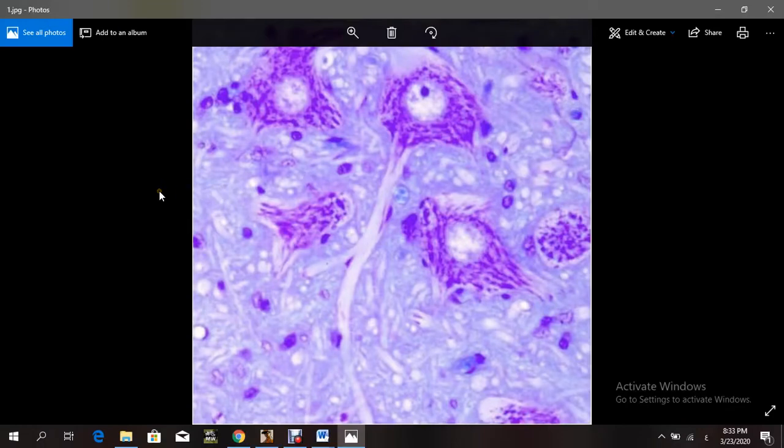Bismillahirrahmanirrahim. We will start now to see the practical sessions of the neurohistology. In the first section, this slide represents typical neurons.